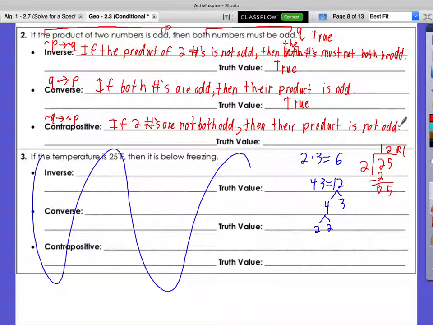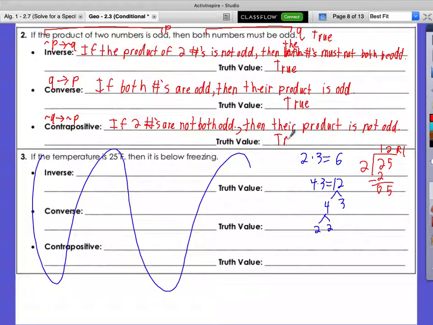Okay, then their product is not odd. So two numbers are not both odd. Somebody give me two numbers where they're not both odd. One could still be, but it doesn't have to be. 2 and 0. They're not both odd. 2 times 0, what's the product? 0. Is 0 odd? No. So the product is not odd.